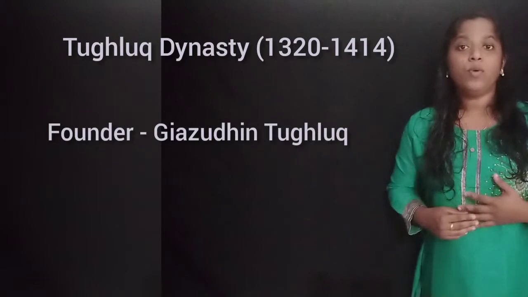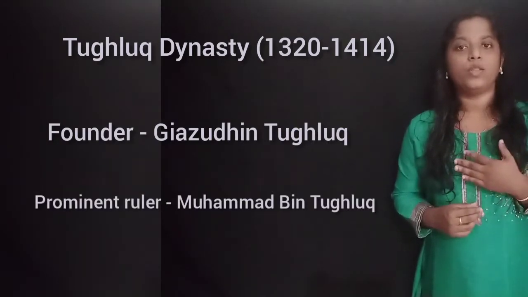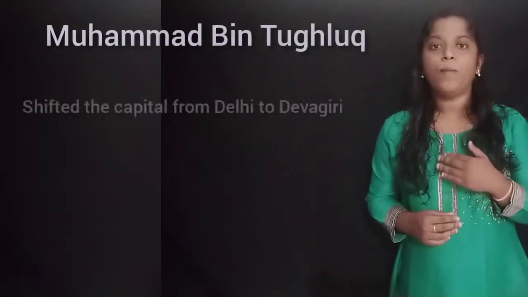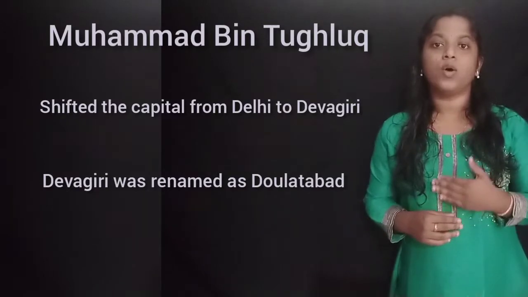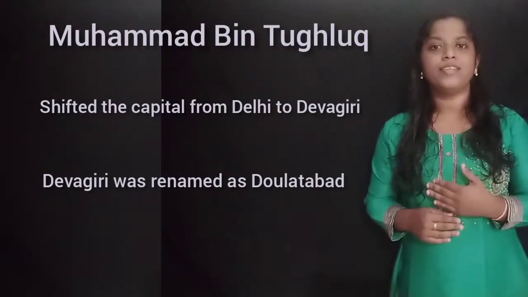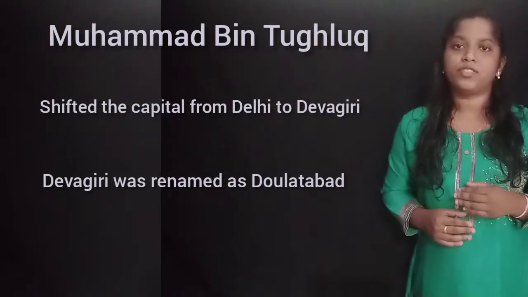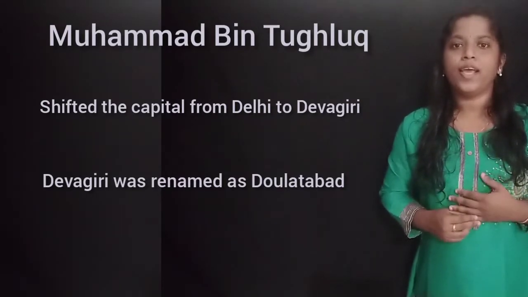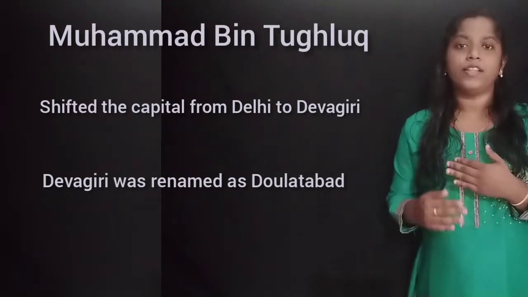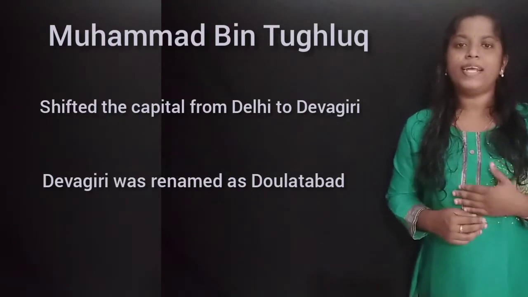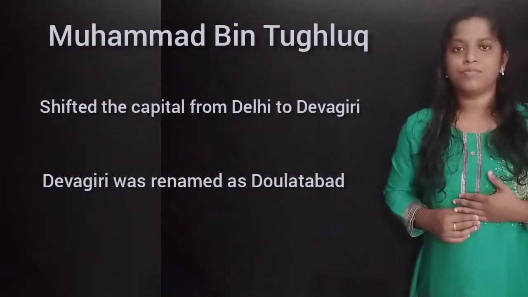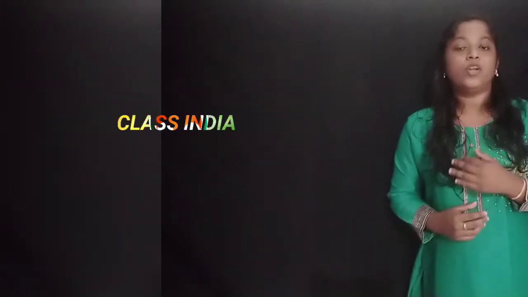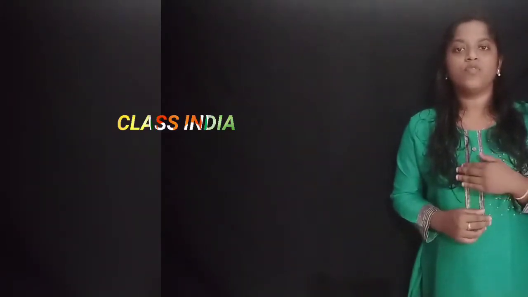The founder of the Tughlaq dynasty is Ghiyasuddin Tughlaq, but the important ruler of the Tughlaq dynasty was Muhammad bin Tughlaq. To rule more efficiently, Muhammad bin Tughlaq shifted the capital from Delhi to Devagiri, and Devagiri was renamed Daulatabad. It is in today's Maharashtra region. It was almost the center of the expanded state. He thought that he could rule the state effectively when the capital was at Daulatabad. But later he found that it was not practical to shift the capital from Delhi to Daulatabad, and he withdrew the decision. The rule of the Tughlaq dynasty ended in the year 1414.